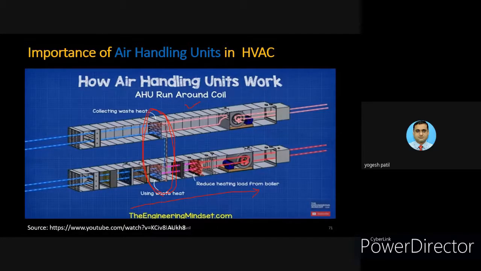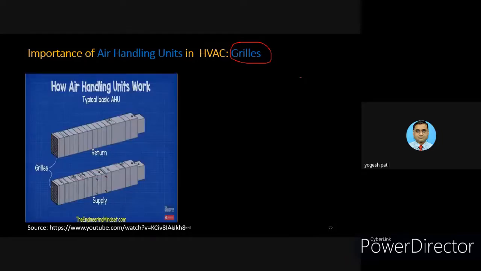So let us discuss one by one the parts of this air handling unit. The first and important part of the air handling unit is grills. I have highlighted the part by this word, grills. So what is this grill actually? You can see the picture of these grills. You can see at the top and the exhaust part, this is the inlet part in the supply where there are grills, and at the outlet of the return part there are grills.